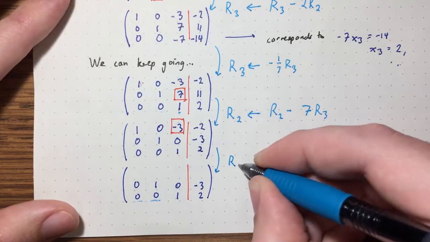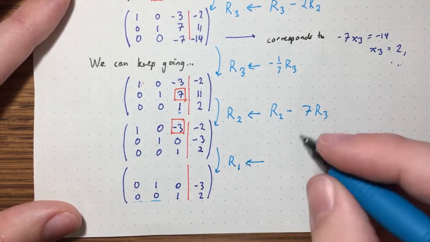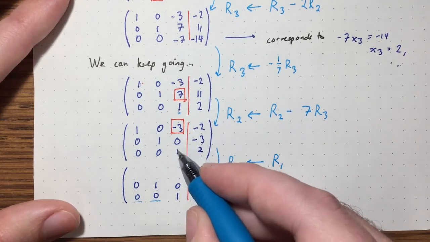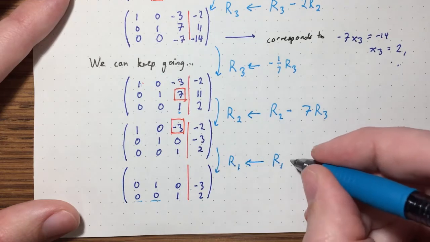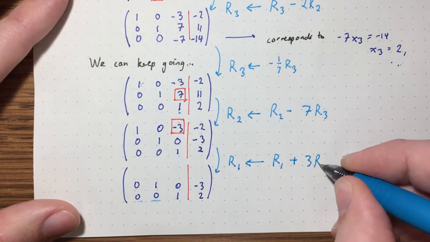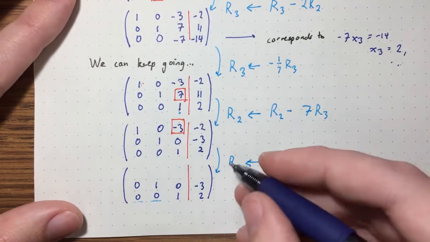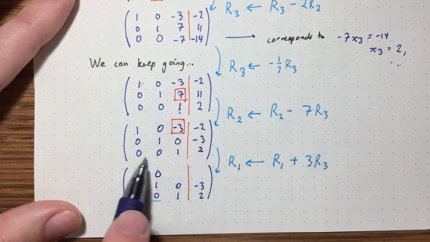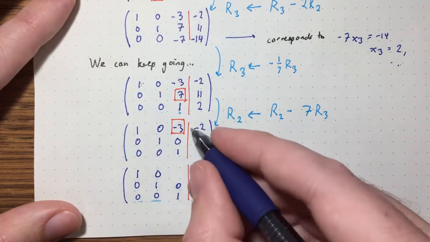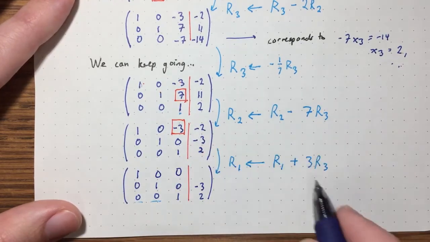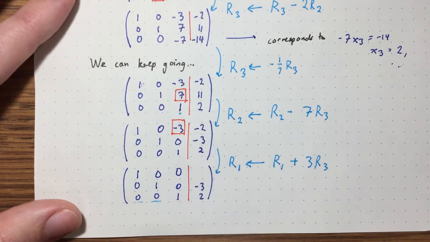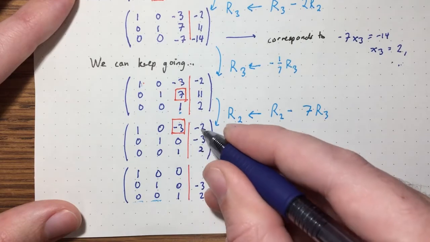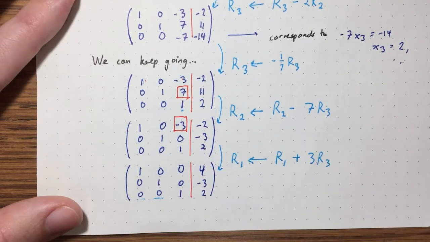So I'm going to replace my row 1 with the old row 1. How do I get rid of that -3? I need to turn this into a 3 and then add it, right? So I'm going to do R1 plus 3 times R3. 3 copies of R3. Okay, so again, this will be unaffected, right? Because I'm adding 3 times 0. That doesn't change it. That -3 is going to become a 0. And what's that -2 going to become? Well, I'm adding 3 copies of row 3. So I'm adding a 6 to that -2. So I'm going to get a 4.